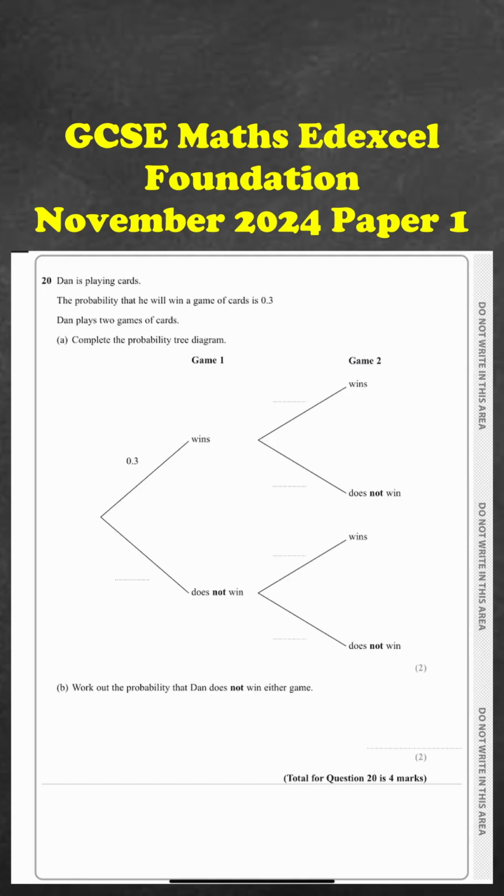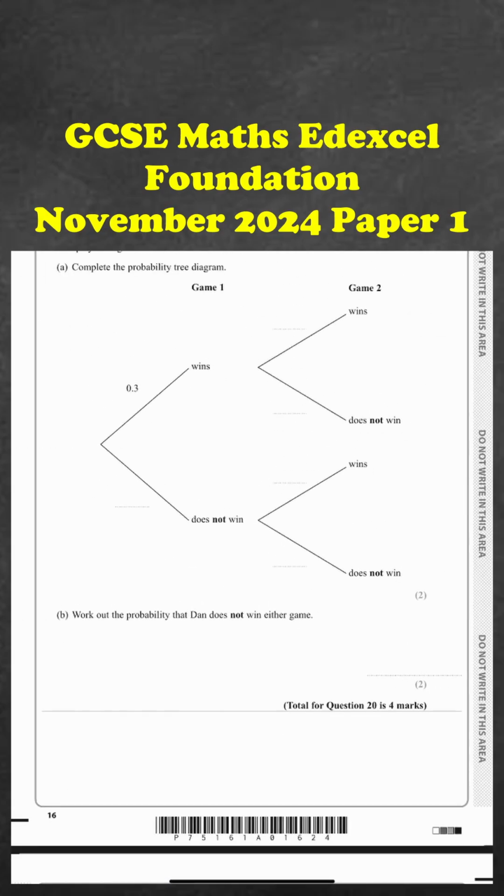Question 20. Dan is playing cards. The probability that he will win a game of cards is 0.3. Dan plays 2 games of cards. Complete the probability tree diagram. We're just going to see a lot of 0.3s and 0.7s here. So 0.7, as everything needs to add up to 1 on each possibility. 0.3, 0.7, 0.3, 0.7. Part B, work out the probability that Dan does not win either game. That's going to be does not win, 0.7 times 0.7. So do on my calculator as 0.49.